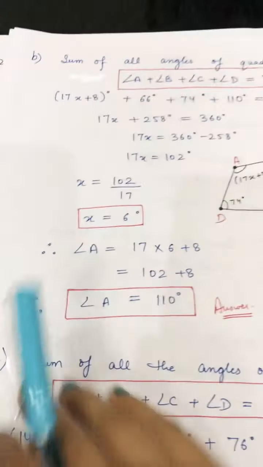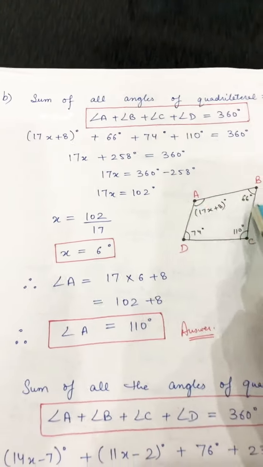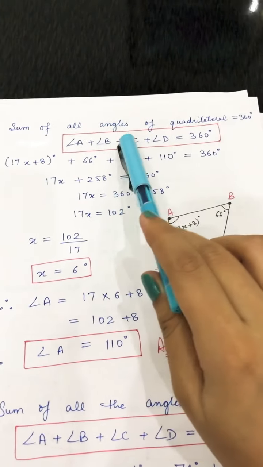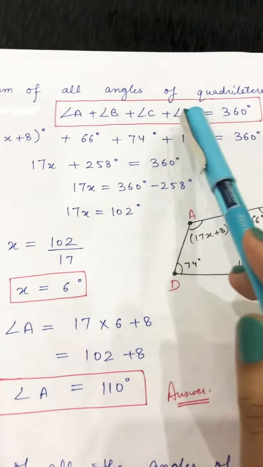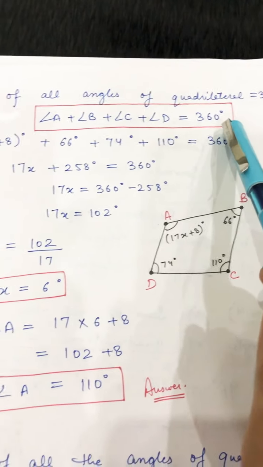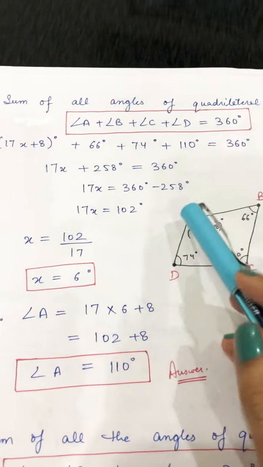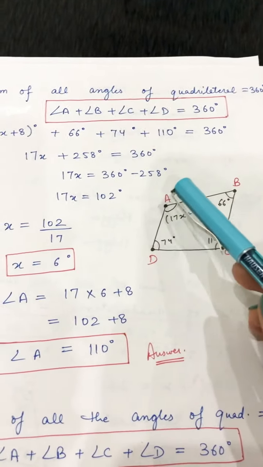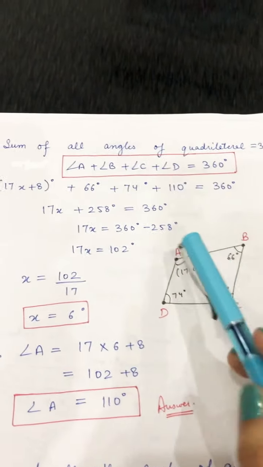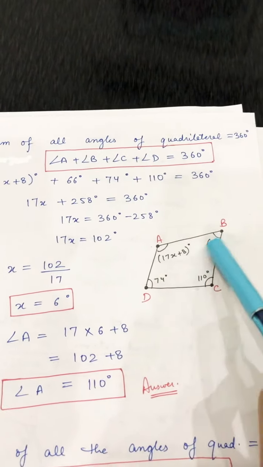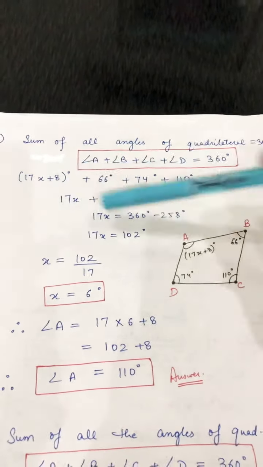Similarly, this is the shape of the B part. Sum of all the angles of a quadrilateral is equal to 360 degrees. Again, angle A plus angle B plus angle C plus angle D is equal to 360 degrees. You have to mention the naming. You can add the naming in this way, A, B, C, D, or in the other way. This is your angle A, this is B, this is C, this is D. Whatever values are given in the shape, just put the values in the same manner.